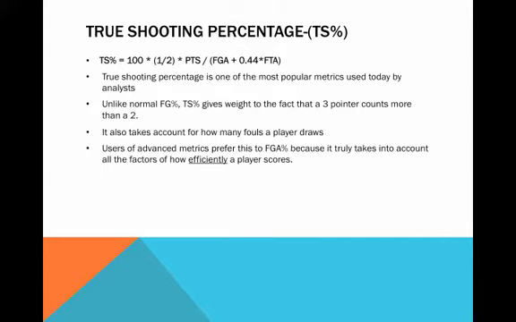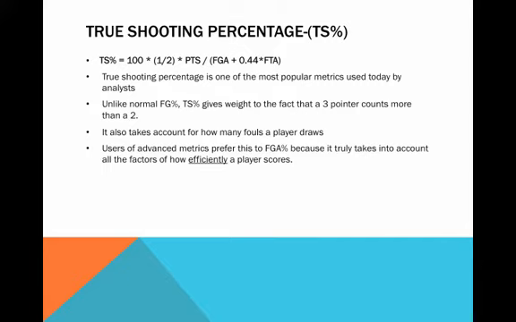So true shooting percentage is one of the most popular metrics used today. And unlike field goal percentage, true shooting percentage gives weight to the fact that three-pointers count more than a two. It also takes into account how many fouls a player draws. The idea behind this is that it takes into account all the points a player gets via field goal shooting and foul shooting, which are not normally accounted for by your normal field goal percentage.